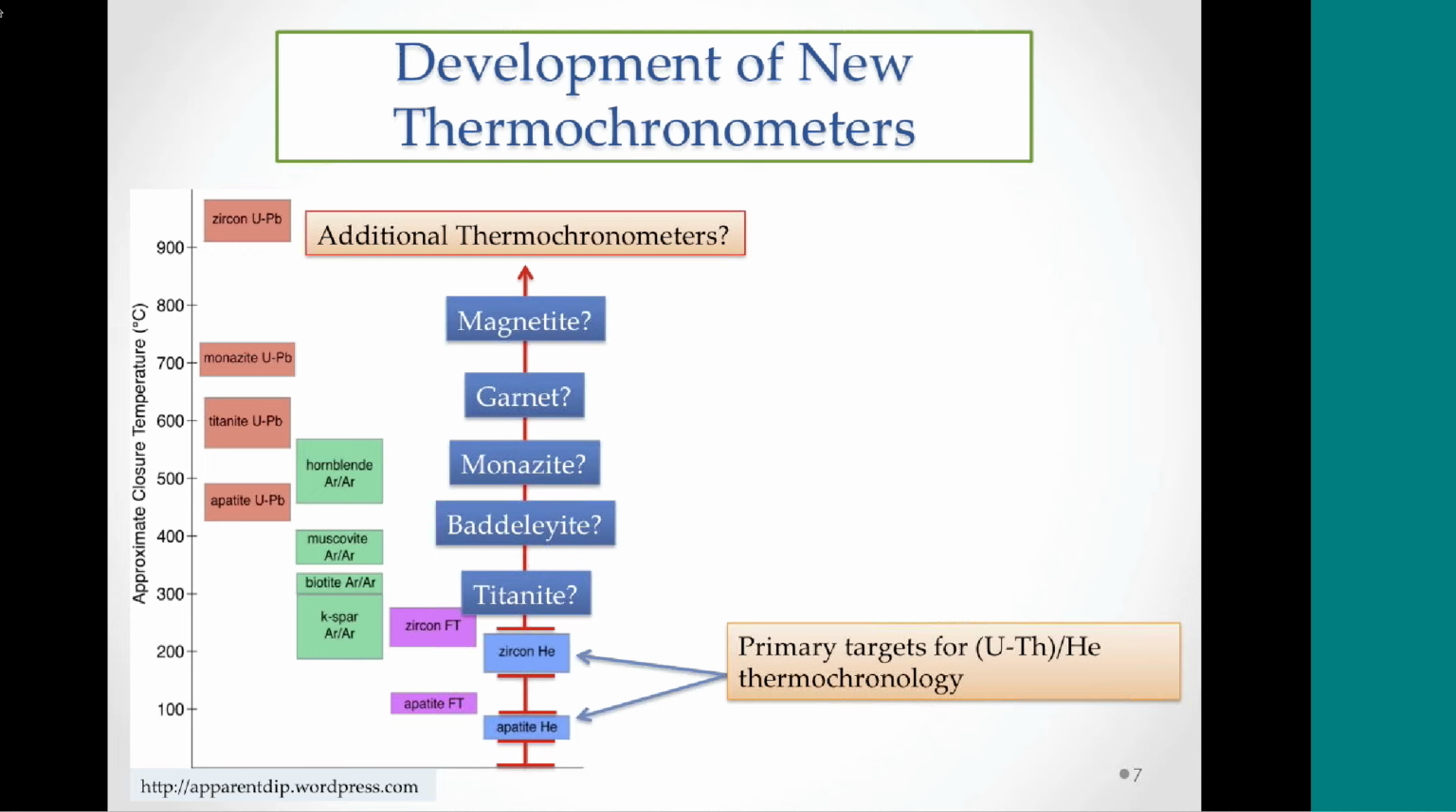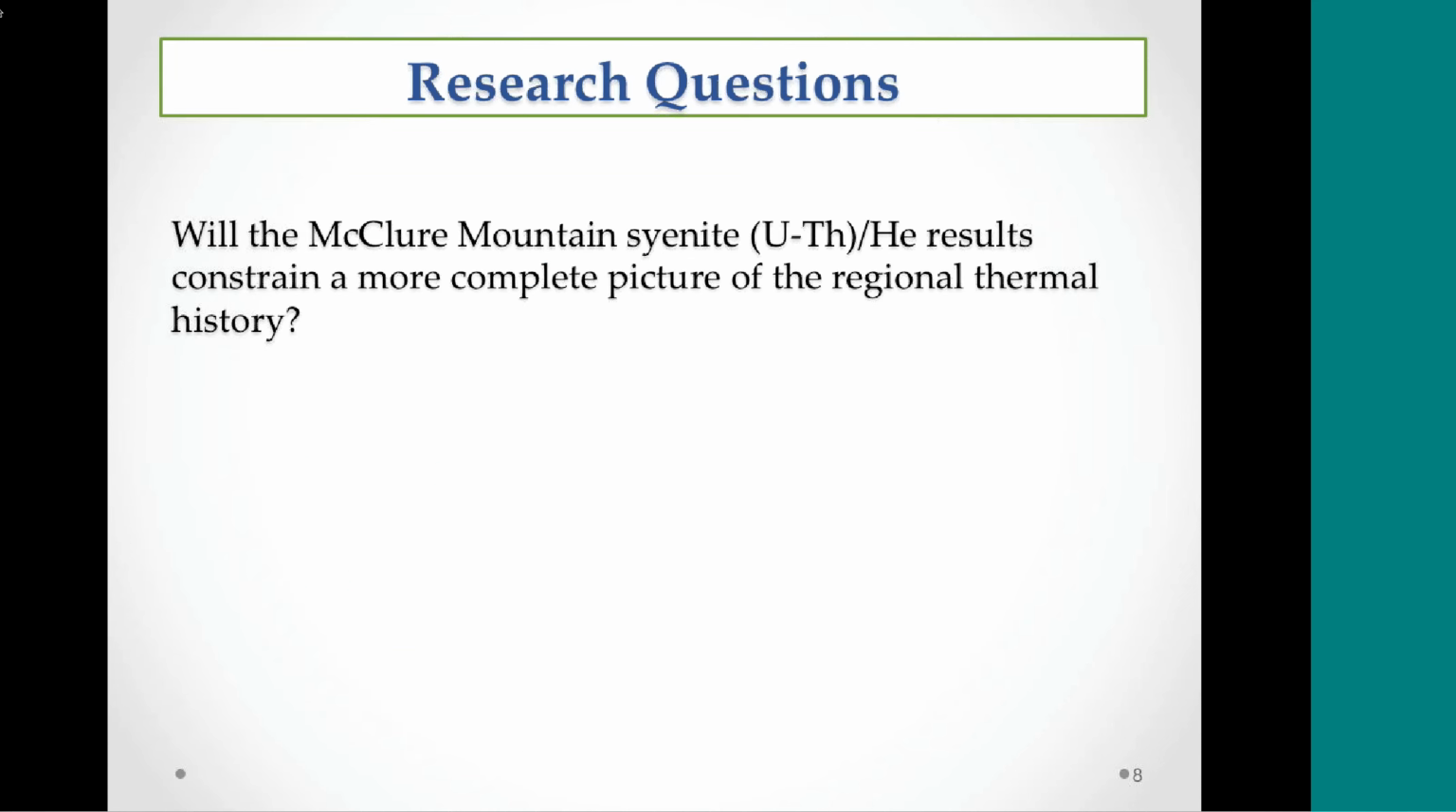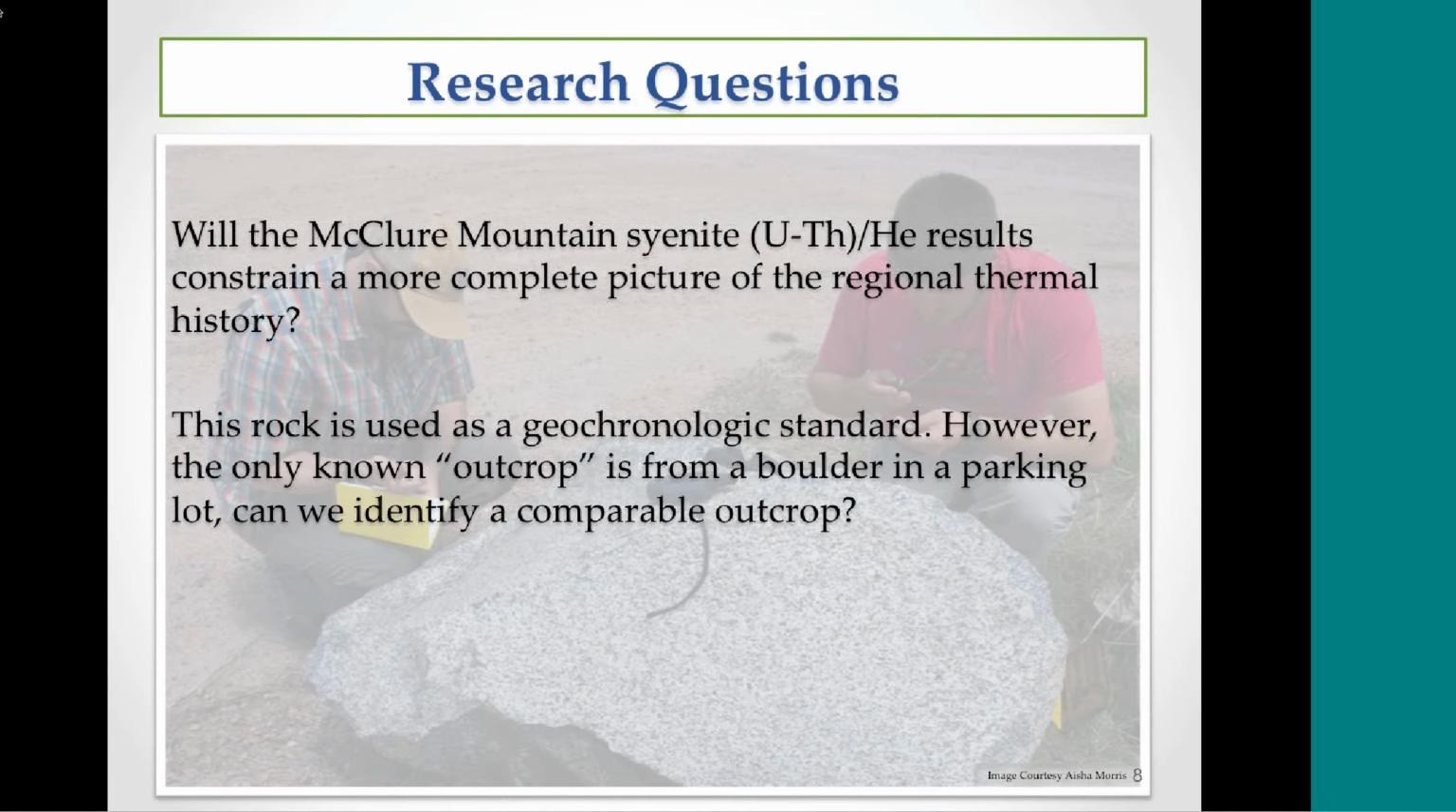So we want to be able to use these different minerals because not every rock has the same chemical composition. And so to use these different minerals, we can date more places with thorium-helium thermochronology. So questions that we want to ask are, will the McClure Mountain Syenite thorium-helium results constrain a more complete picture of the regional geologic history?